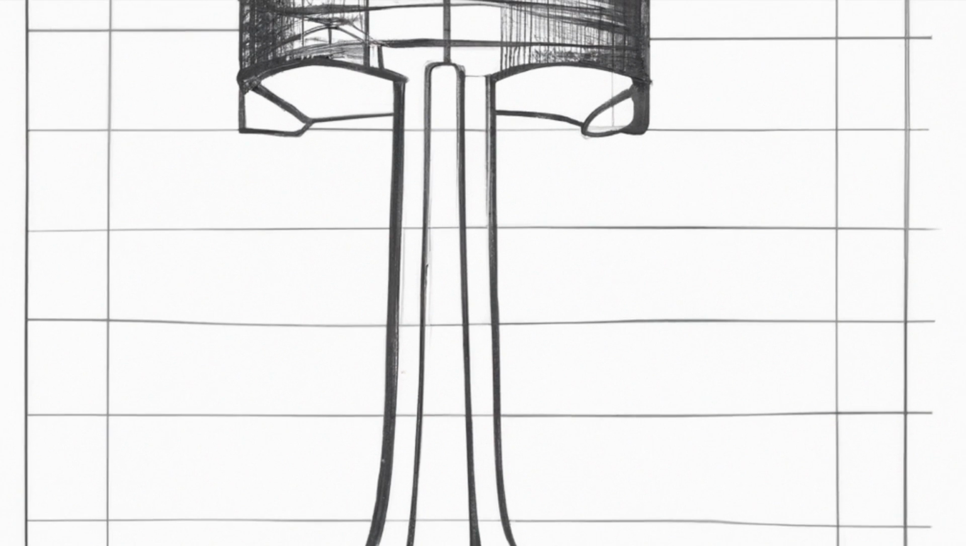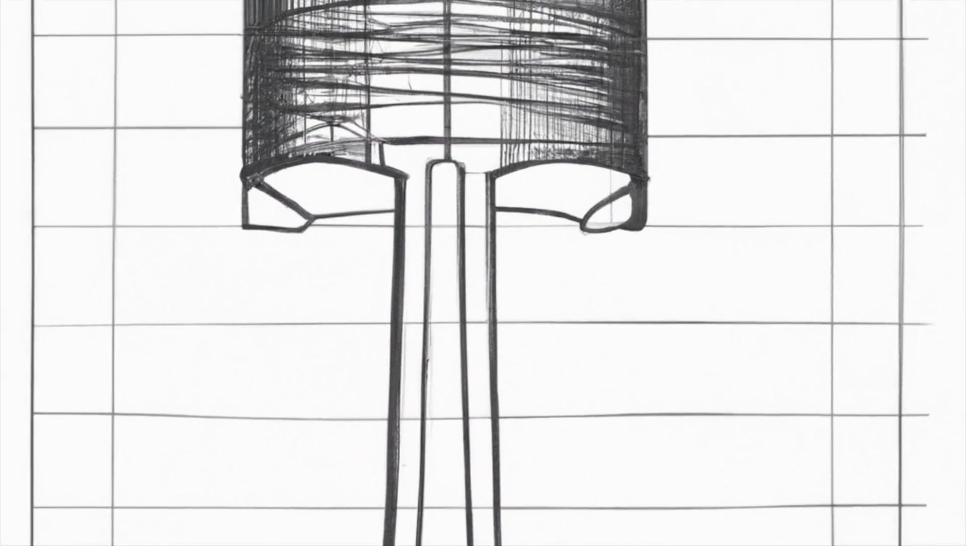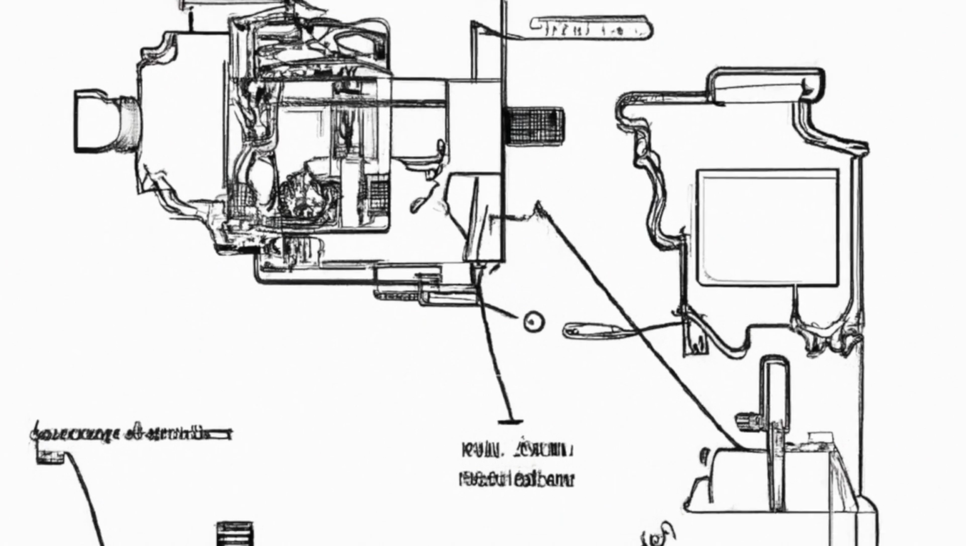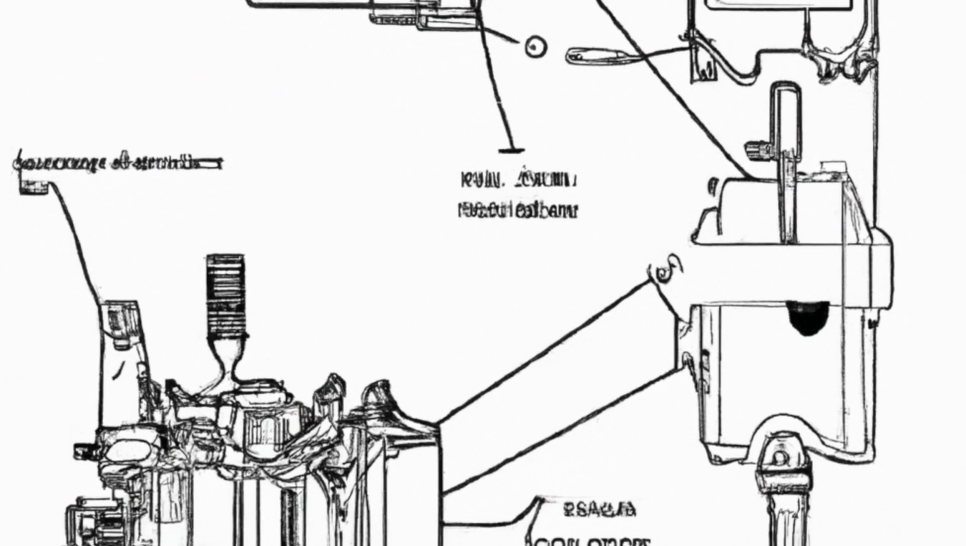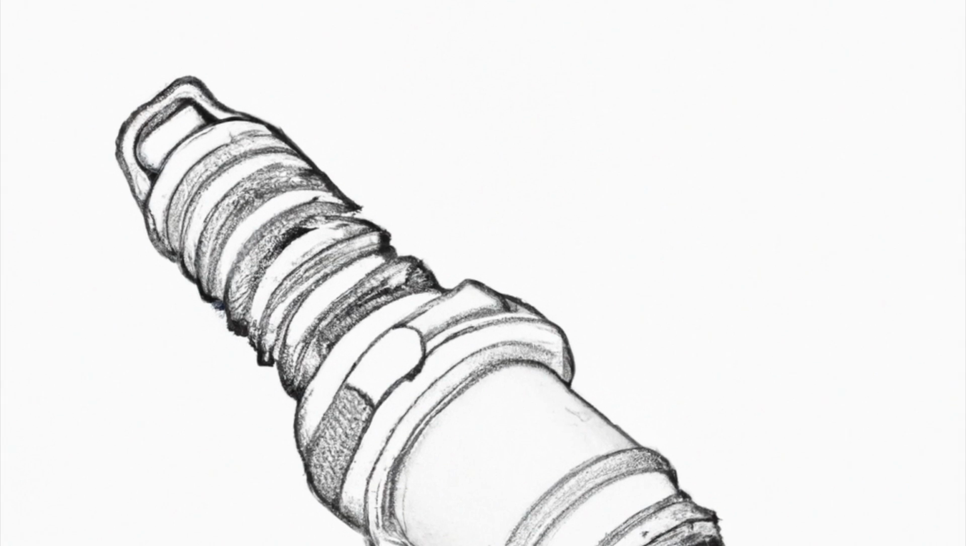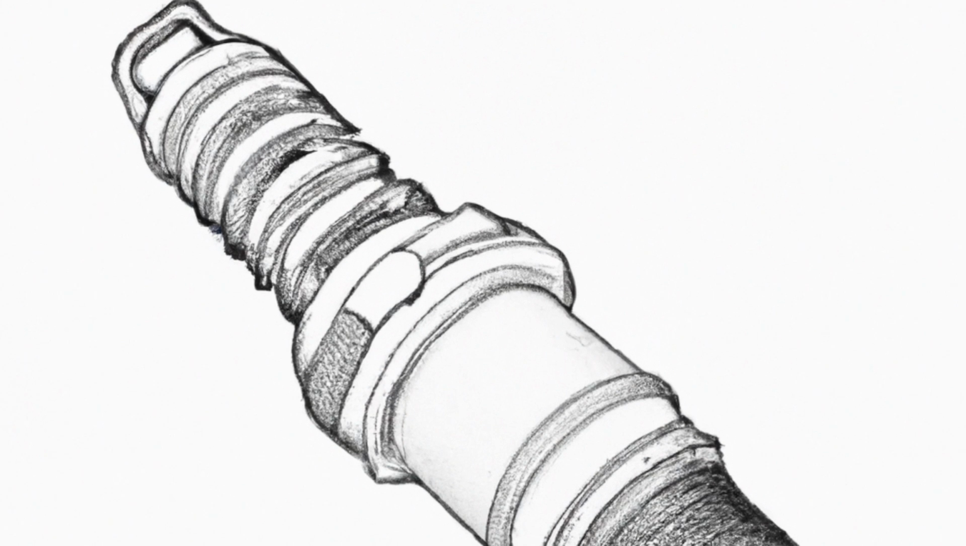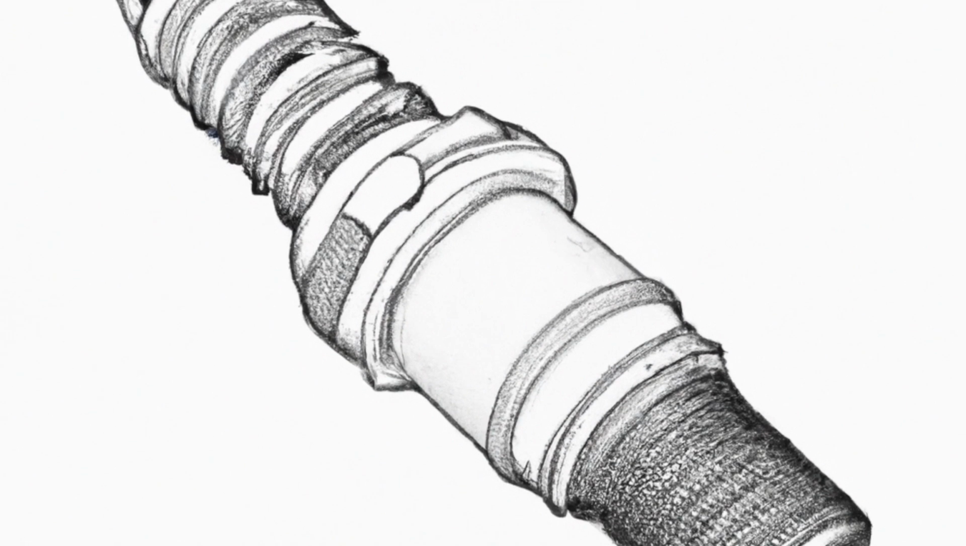In a typical ignition system, the spark plugs are connected to the ignition coil by the spark plug wires. The ignition coil is connected to the distributor, which is in turn connected to the spark plugs. When the engine is running, the spark plugs fire in a specific order, determined by the distributor.